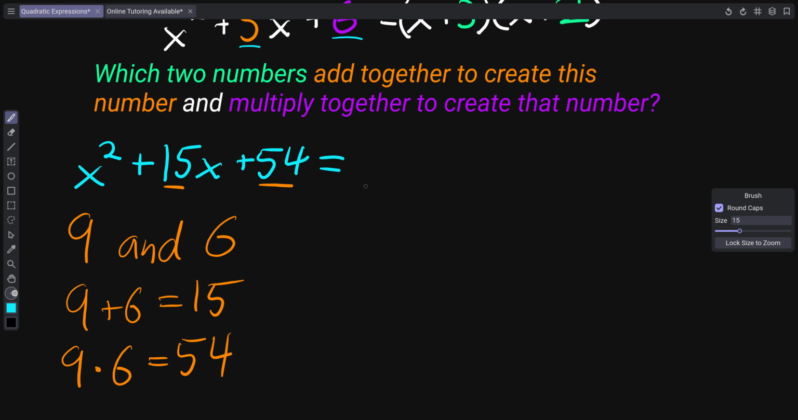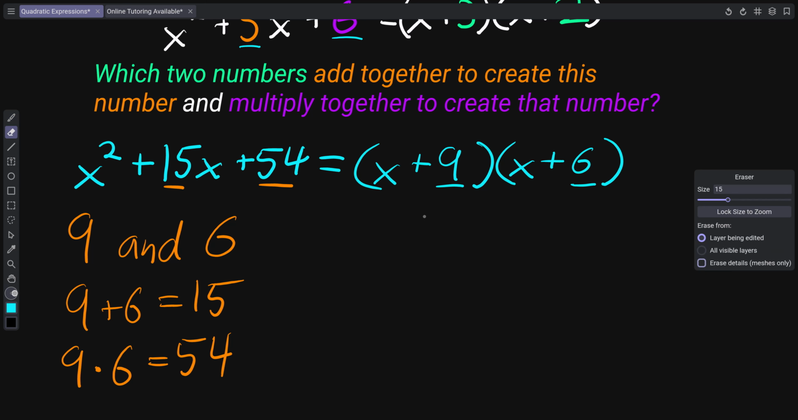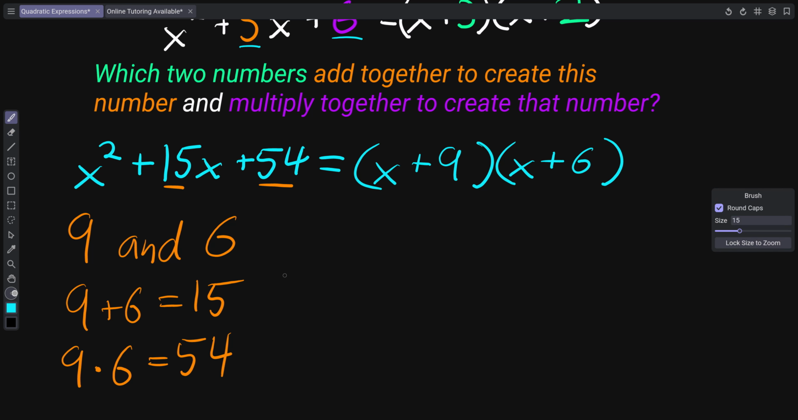So these are the two numbers that we want to use. So when we draw our factored version of this quadratic expression, we're going to put an x here. We'll have two sets of parentheses. We'll have the x's here, and because we're working with positive numbers, we're just going to have two plus signs. And then the two numbers we'll use in these gaps are just going to be 9 and 6. And just like that, we have factored this quadratic expression.